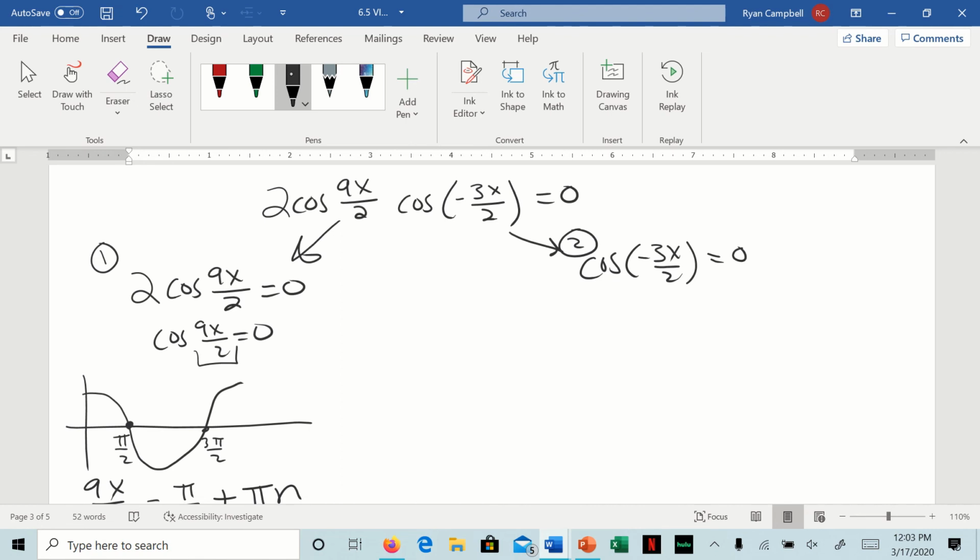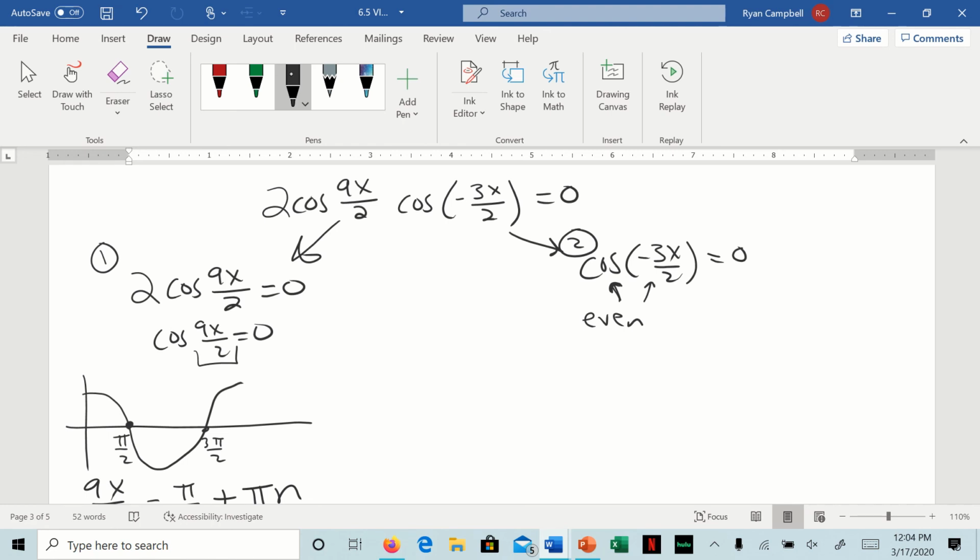We can look at the nature of cosine. What happens when you have a negative inside of a cosine? Well, if you remember, cosine is even. It's an even function. So then what happens to the negative for even functions?